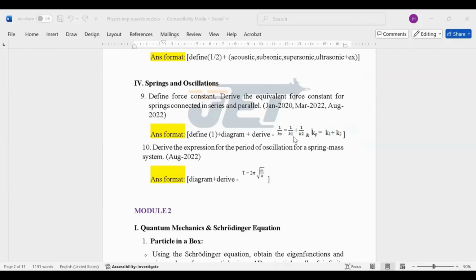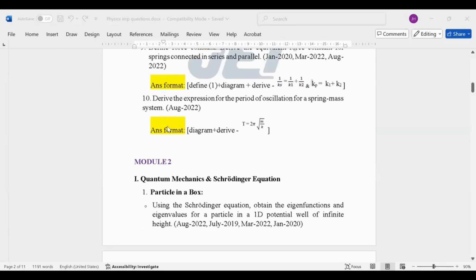right? So once again, I'm repeating, 1 by Ks equal to 1 by K1 plus 1 by K2. This derivation will be for your series connection of springs. And for parallel, it will be Kp is equal to K1 plus K2, right? Okay, moving on to the next question.